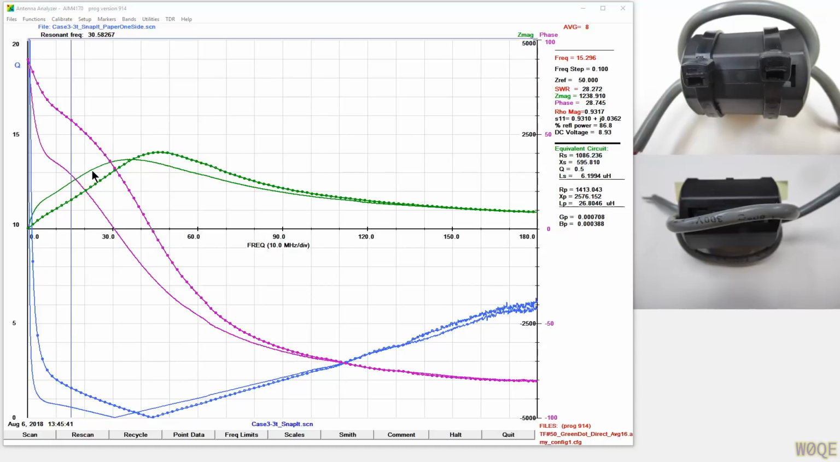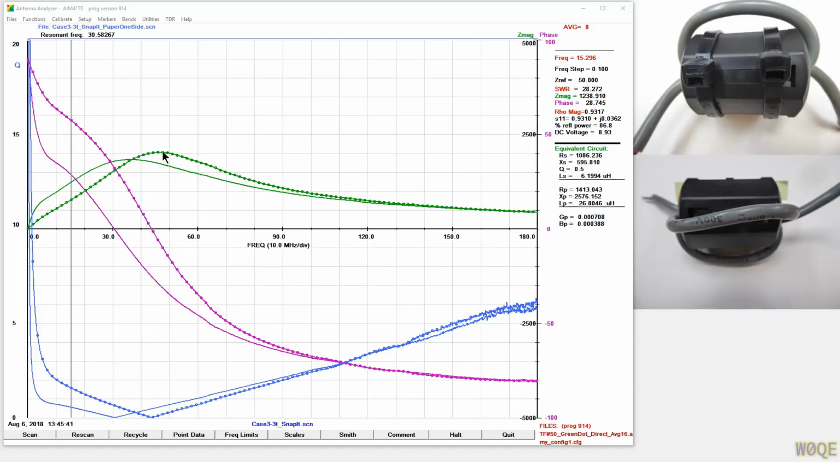The solid line without the circles represents a new split core with 3 turns of approximately 1/4 inch diameter wire that does fit inside the center of these cores, but it's pretty tight. And I've smashed it down, and I get this impedance, the solid curve.